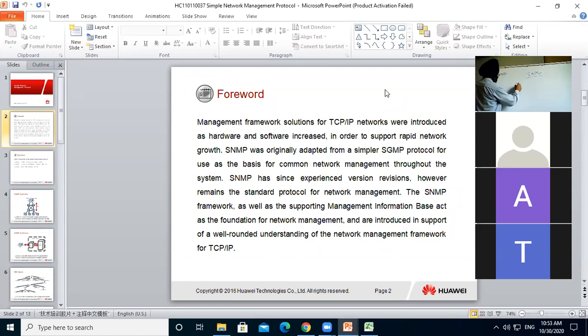SNMP has different versions, and they use different protocols. In this case there are three: V1, V2C, and V3. In Huawei devices, all three are enabled in all the devices.